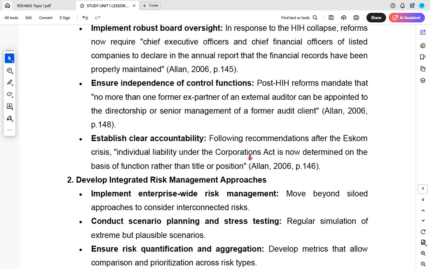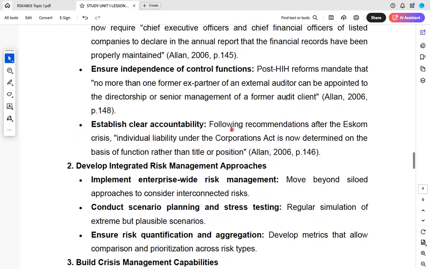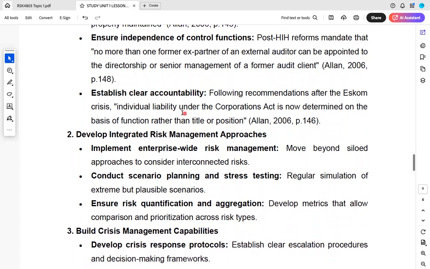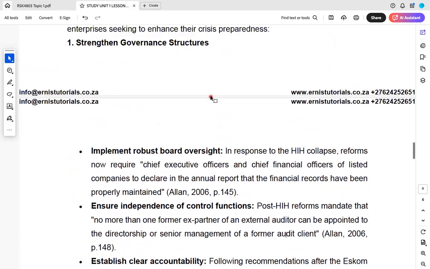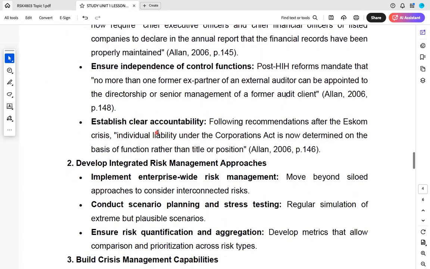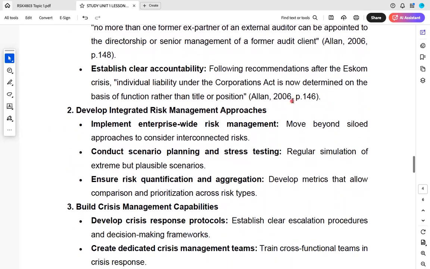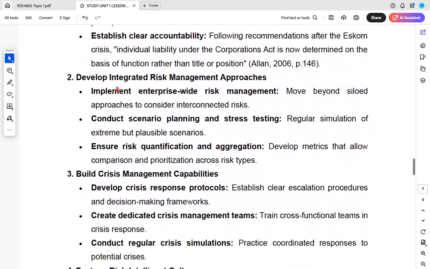So it ensures that individuals who wield significant influence or control over corporate activities can't escape liability just because they don't have a formal title or position, even though they are getting paid a lot of money and they are actually responsible. So that's where this issue of establishing clear accountability comes from, and it was discussed in Ireland. So it even applies in the cases of ESCOM also.